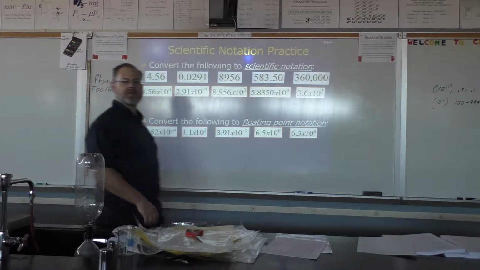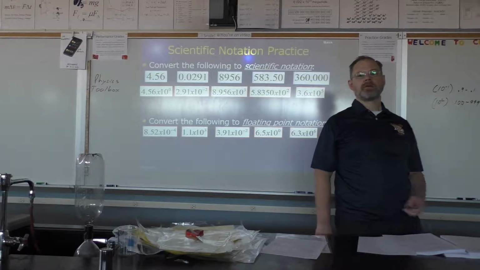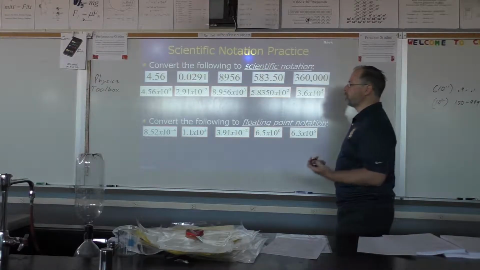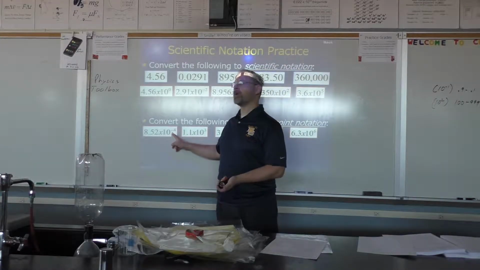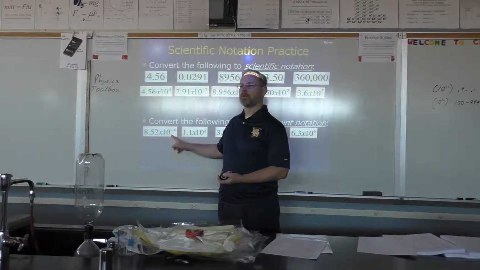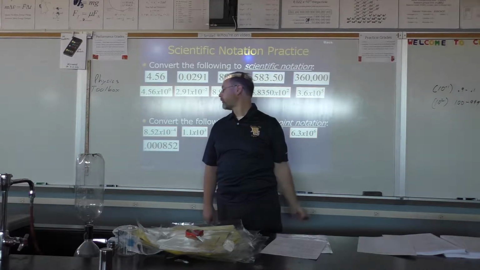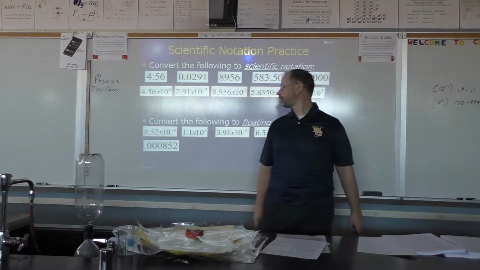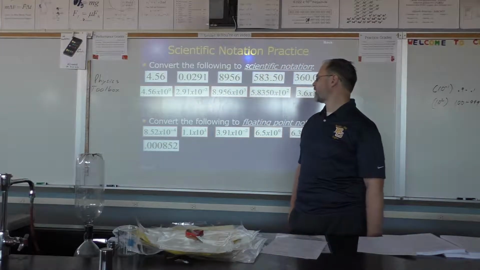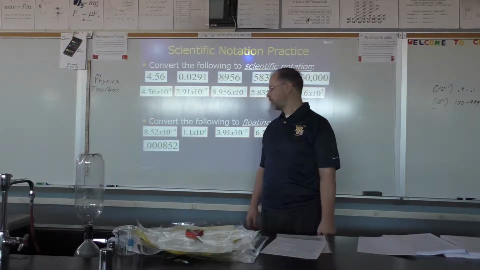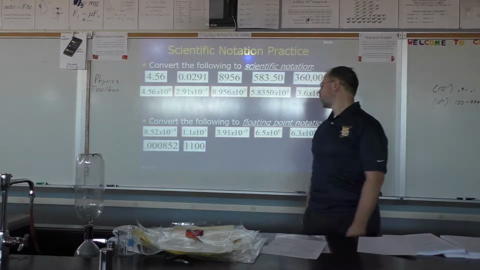All right, it sounds like from the chatter that you're ready to move on. So 8.52 times 10 to the negative 4. Negative 4, big number or small number? Small number. Good. 1.1 times 10 to the third, big number or small number? Big number. Okay, rad.